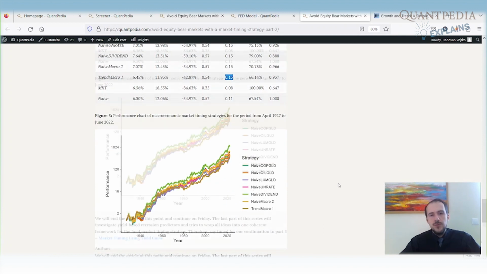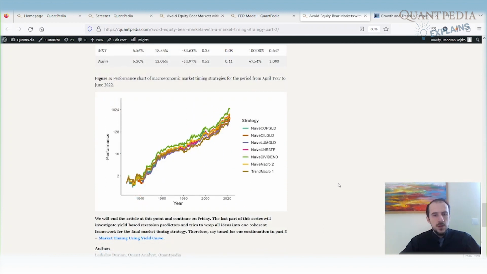But there is one more thing, which I will discuss in the last video, the last article in our series. We will take a look at yield-based recession predictors. What is the slope of the yield curve? We will see that it is one of the best predictors of an upcoming recession. And we will wrap all of the ideas together and build the final strategy.